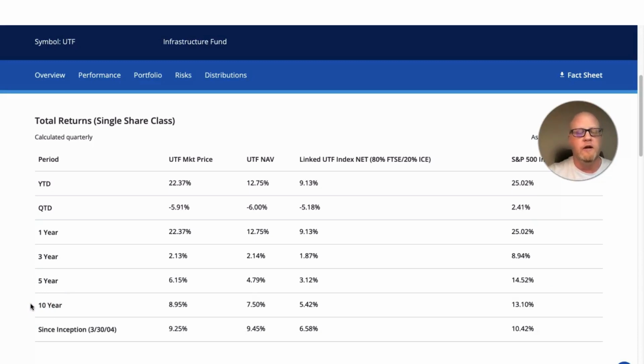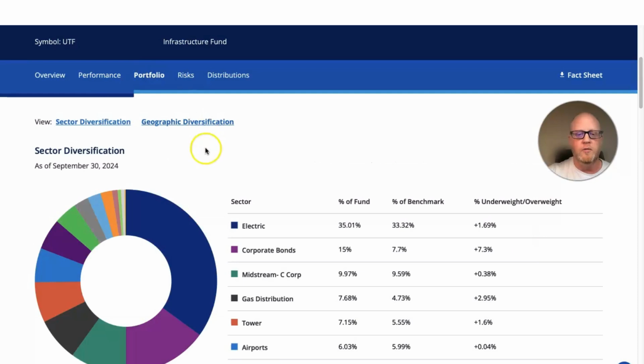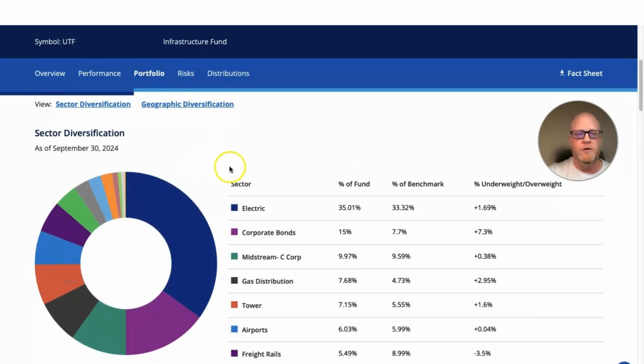But again, that's not necessarily the reason for investing in this company or this closed-end fund, because you are looking for the current income and the sector focus on the infrastructure space. Okay, looking at their portfolio, you can see the breakdown of the different types of assets they had.